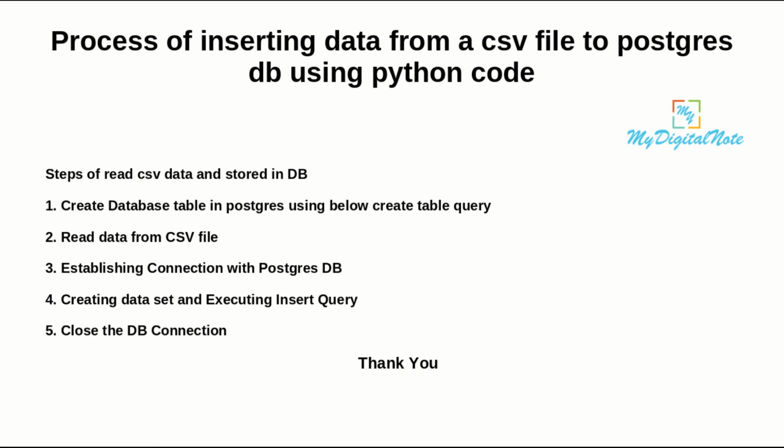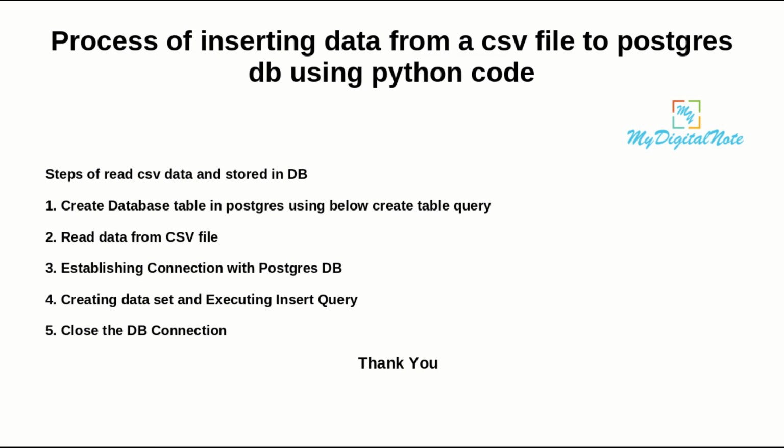For this task we follow 5 steps. First, creating a table by using a create table query. Second, in Python code we write the process in this way. First, read the CSV file. Second, establish a connection with the Postgres database. Third, create the dataset and execute the insert query. And finally, we close the database connection.